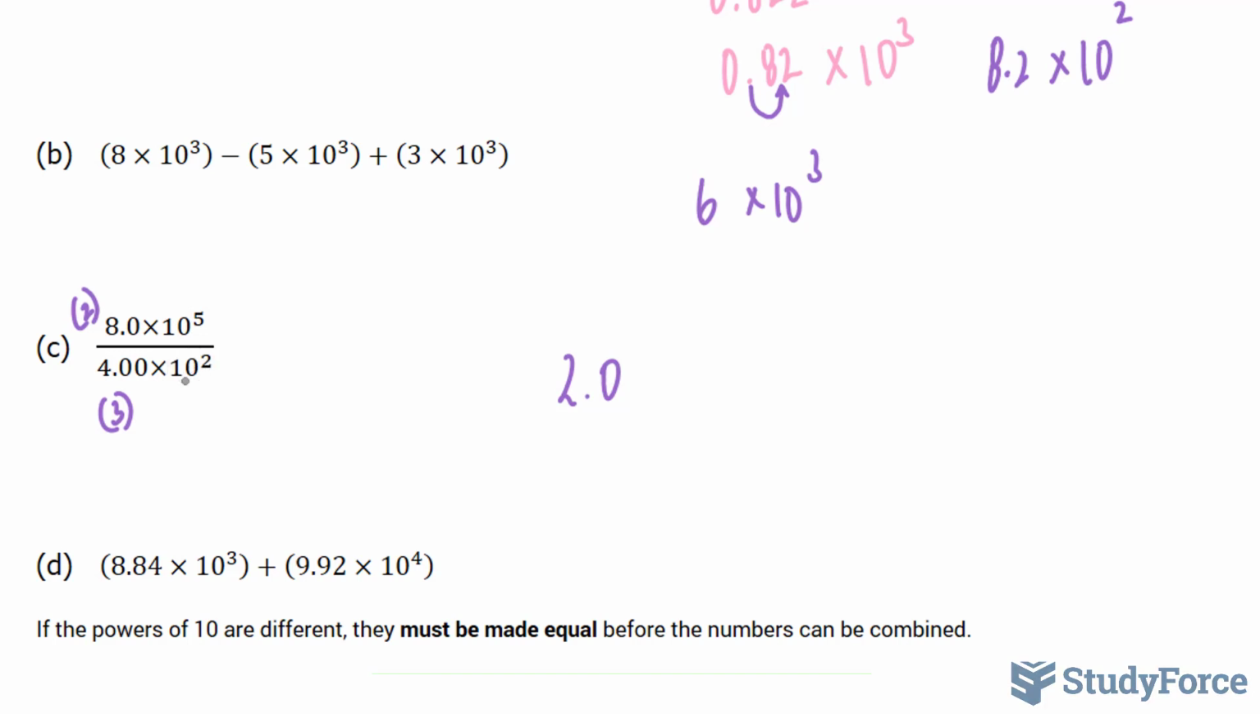Now if you recall the laws of exponents, we have to use the quotient rule here. And the quotient rule says that if the bases are the same, you can subtract the exponents. So here we would have times 10 to the power of 3. This is in scientific notation and all the rounding has been done. Let's move on to D.